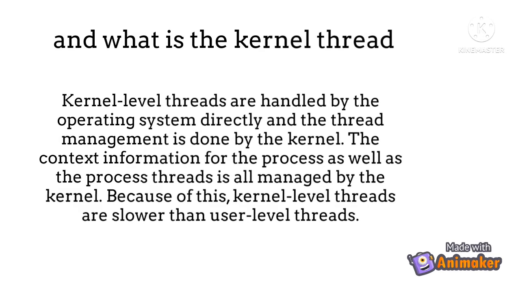What is a kernel thread? Kernel-level threads are handled by the operating system directly, and thread management is done by the kernel. The context information for the process as well as the process threads is all managed by the kernel. Because of this, kernel-level threads are slower than user-level threads.